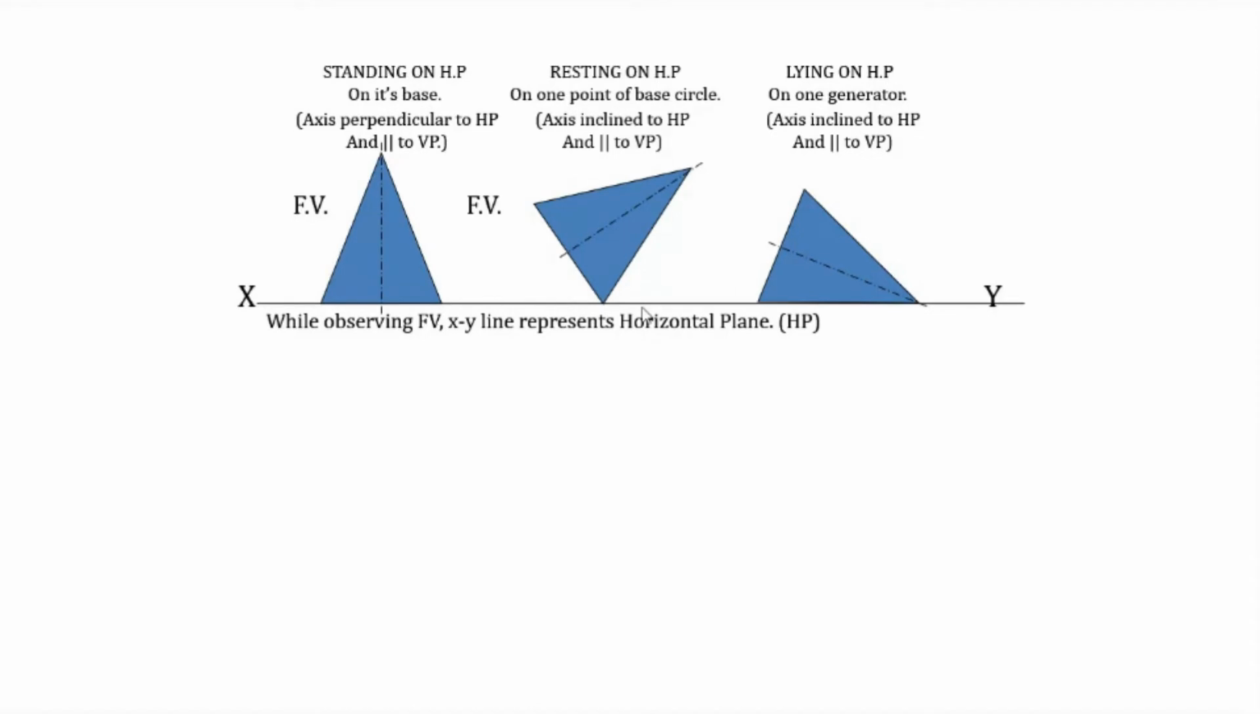So if we keep the axis parallel to VP and change the inclination with respect to the HP, the front view doesn't change. The shape of the front view will remain the same. This property will be useful when we draw the projections of solids.